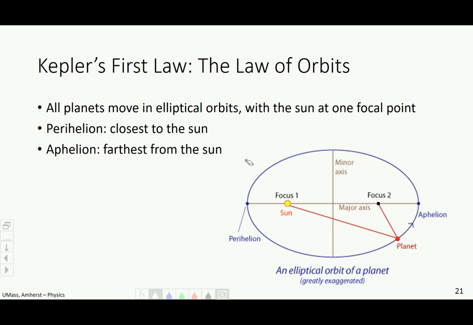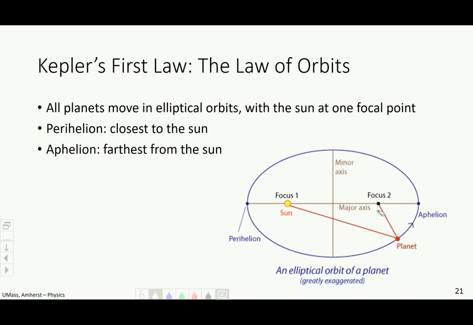So the sun is one of these focal points that determines how the ellipse is going to look. The other focal point is just hanging out in space. It's not a legitimate object. It is just a point. But because the sun is so massive and the gravitational force, we end up with elliptical orbits.